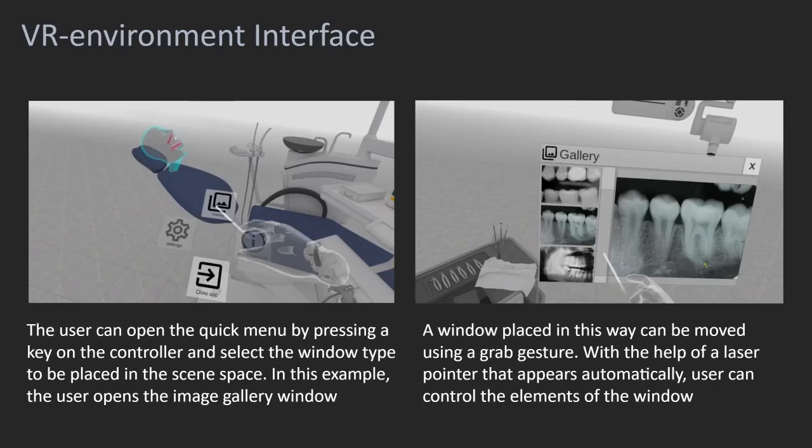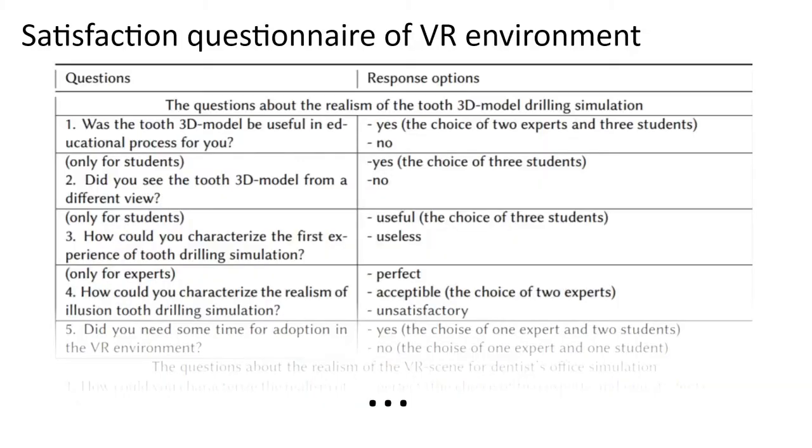In the example shown, the user opens the image gallery window. Placed window can be moved using a grab gesture. With the help of a laser pointer that appears automatically, user can control the elements of the window.